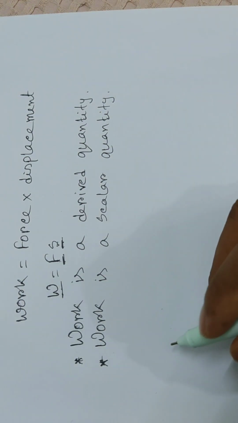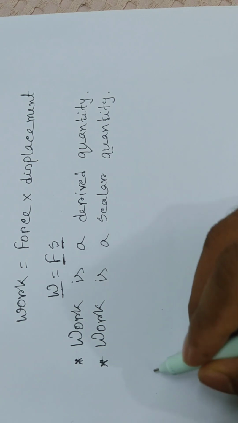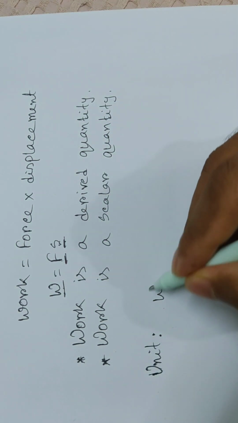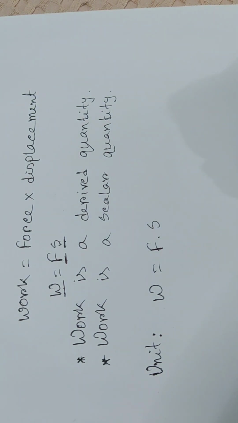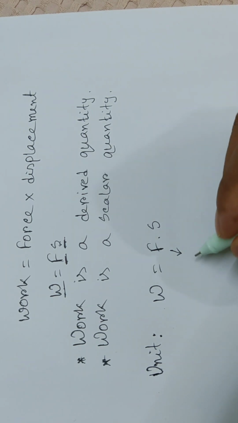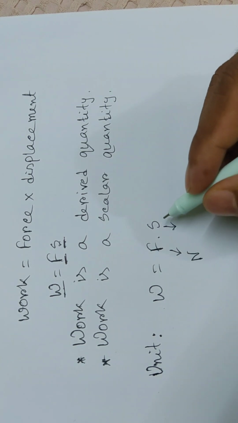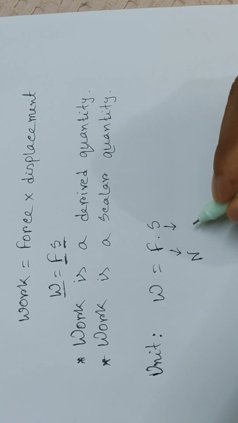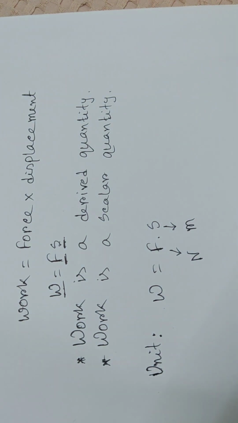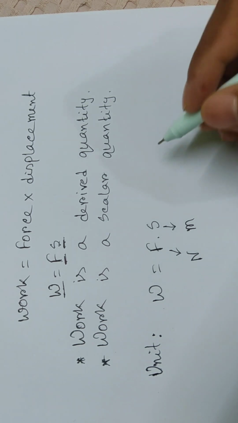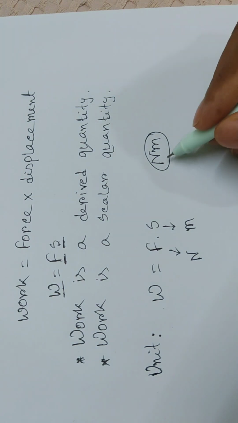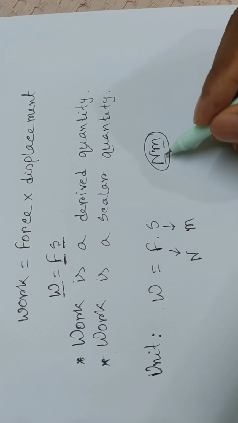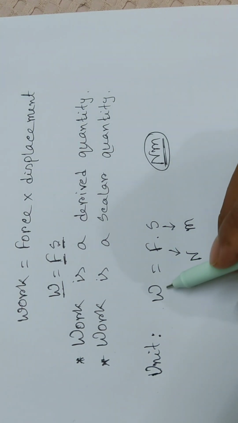Now let's learn about the unit of work. We have got here work is equal to force multiplied by displacement. And we know the unit of force is Newton, expressed by N, and the unit of displacement is meter, expressed by the letter M. So the unit of work will be Newton meter. But Newton meter is a derived unit of work.